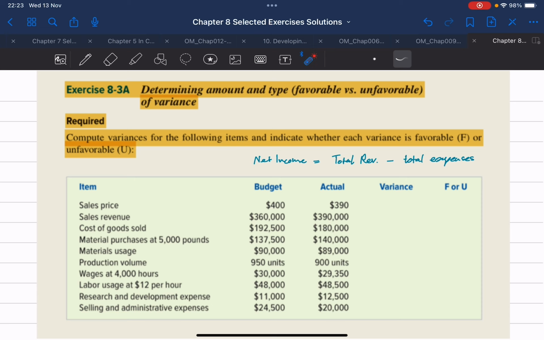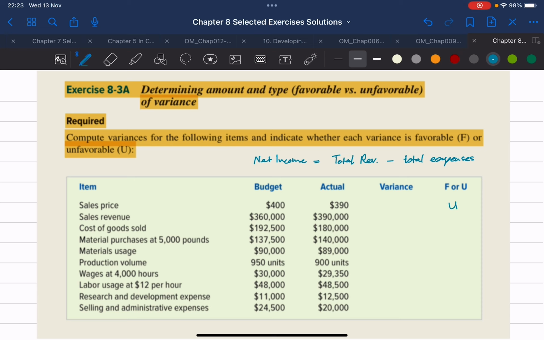So let's look at them one by one. For the first one, sales price per unit serves our total revenue, right? The higher the price, the better for us. So the budget was for $400 per unit, and the actual is $390 per unit. So the actual is less than what was budgeted. So the company had to sell for a lower price than they had planned initially. So that obviously is an unfavorable change. So we're going to say U.